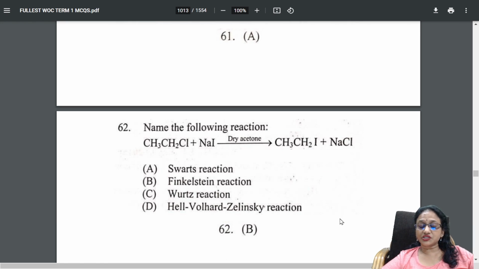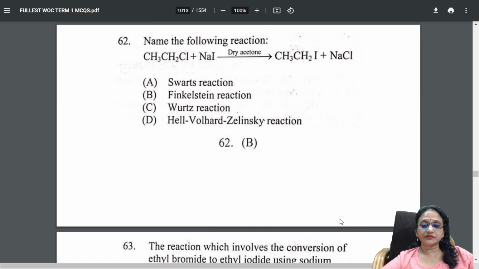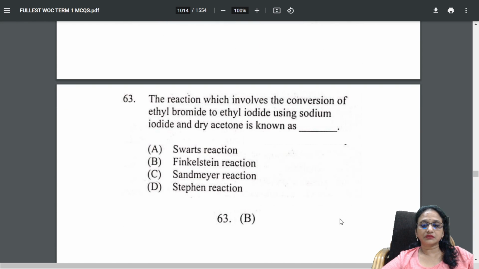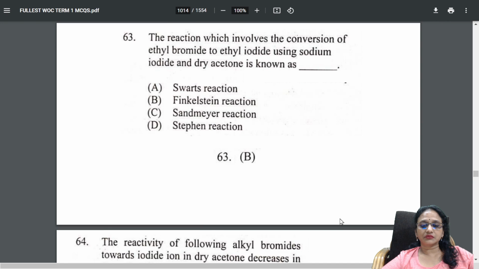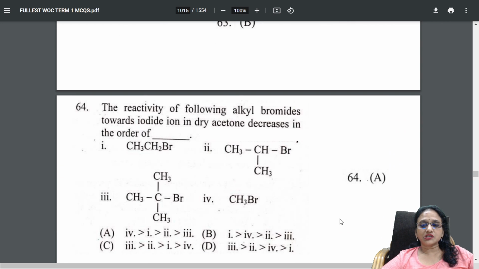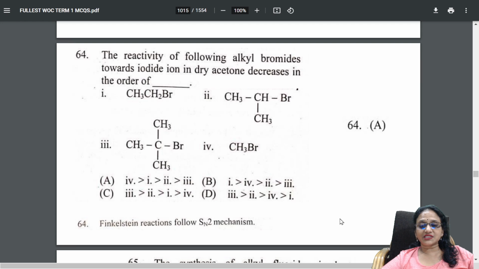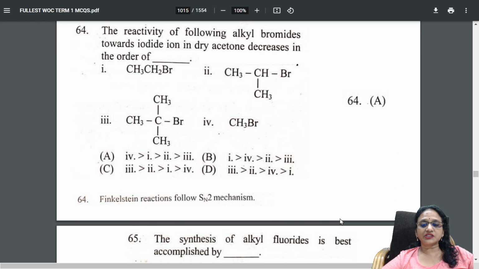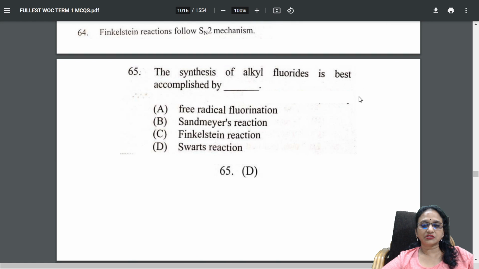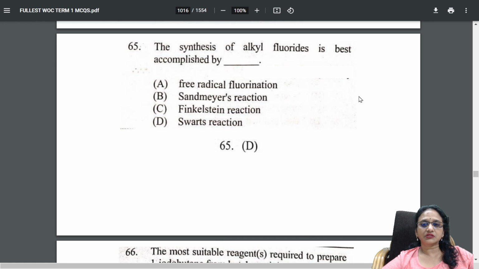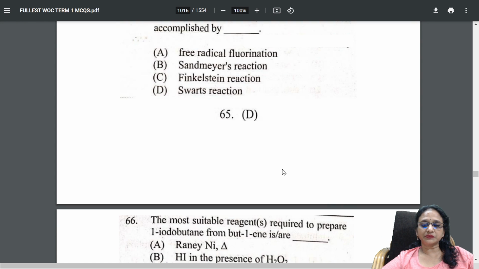The Finkelstein reaction is used to prepare iodoalkanes. Slowly we are coming into the concept of orders. The Finkelstein reaction follows the SN2 mechanism, where these are the orders. Alkyl fluorides are prepared by the Swarts reaction. This is the order, and this is the example.